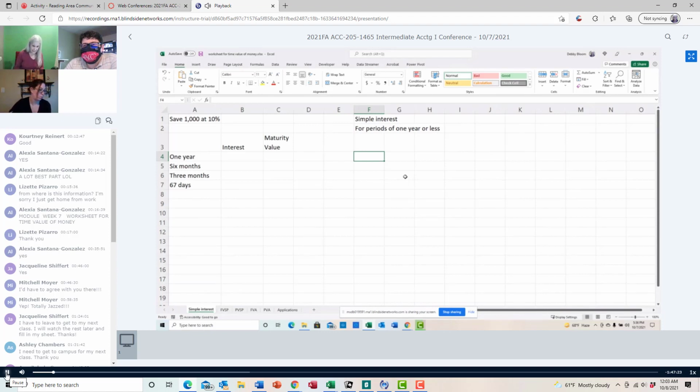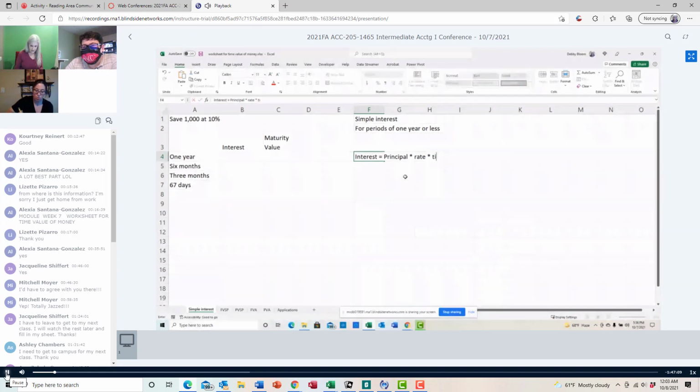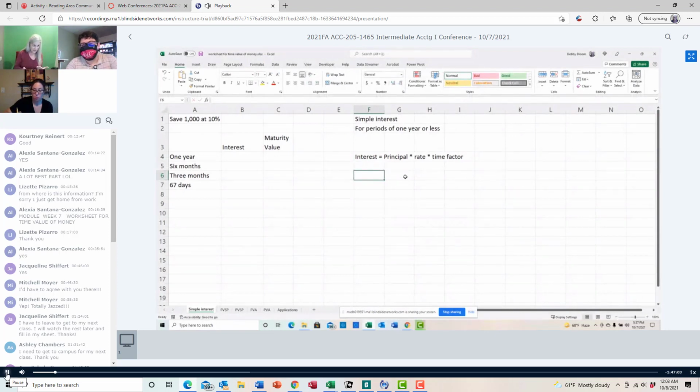So in this case, when we're talking about simple interest, the interest amount is calculated as the principal multiplied by the rate multiplied by the time factor. So I'm just going to describe each one very quickly, because this lesson is more on compound interest. And feel free to jump in at any time.